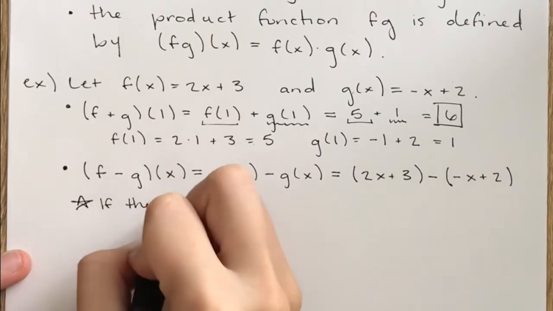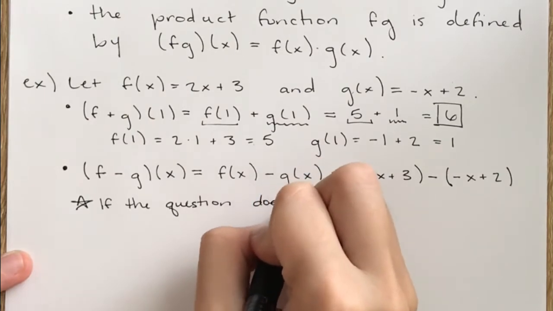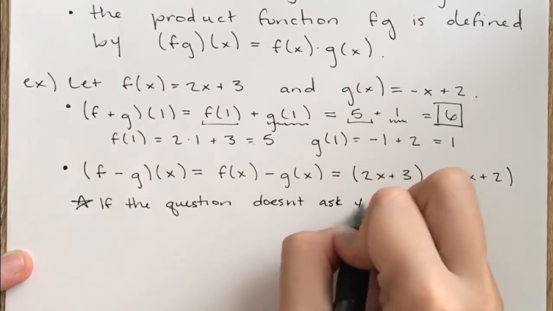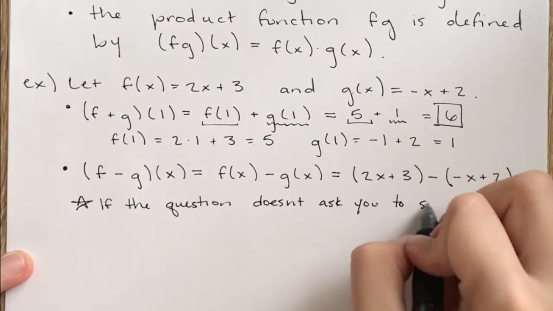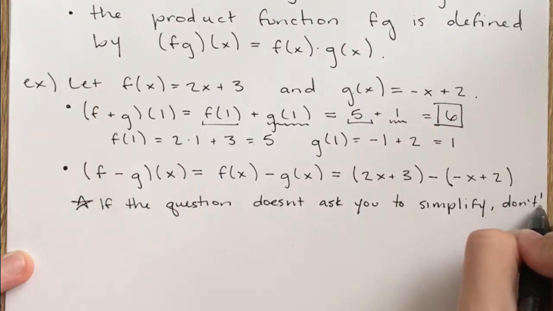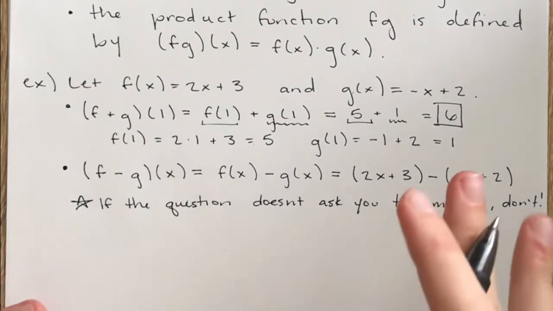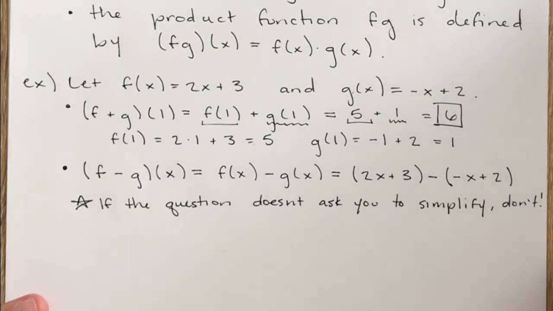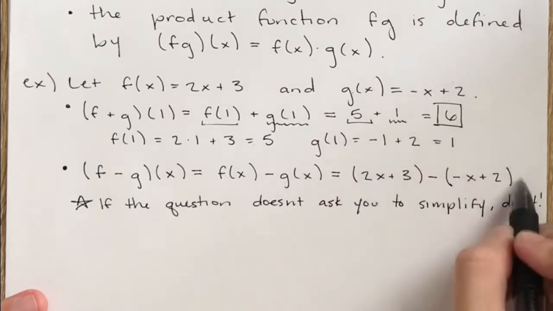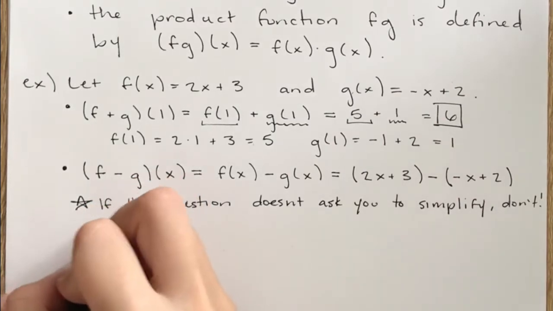First of all, I want to make the note that if the question doesn't ask you to simplify, don't simplify, right? Waste of time. And you run the risk of making a mistake while you're simplifying. So just don't simplify. If this didn't ask us to simplify, this would be a perfectly acceptable answer. However, if it did ask us to simplify, what would we need to do?